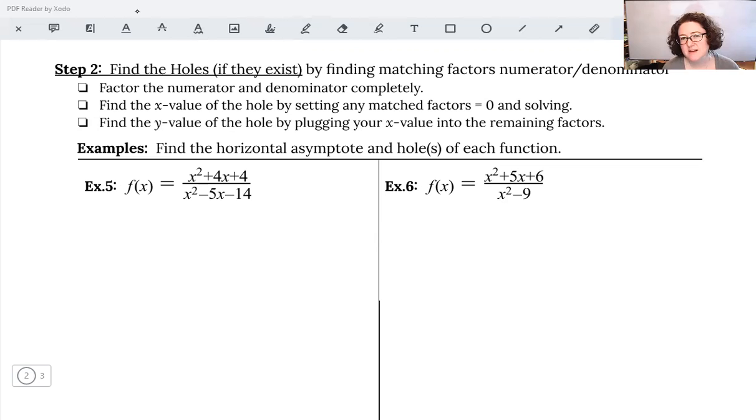Then we always want to know exactly where that point's going to be. So we'll take that x value that's at our hole, and we will plug it back into any remaining factors to see what those would simplify out to if we ignored the factors that gave us the hole.